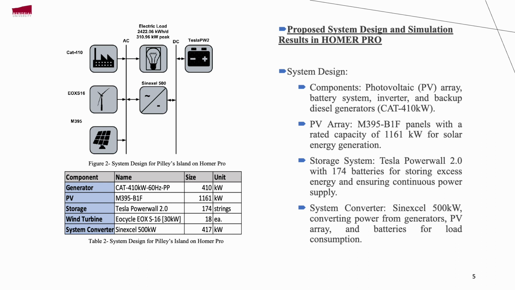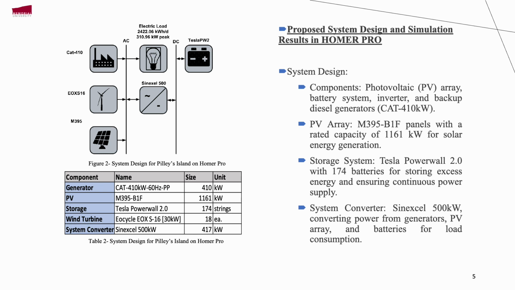This is the proposed static system analysis for which we used Homer Pro. On the left of this diagram, we have a diesel generator, a CAT 410 kilowatt diesel generator. Below that is a windmill. We have used 18 windmills, each generating 30 kilowatts, and the last one is solar, with a rated capacity of 1161 kilowatts.